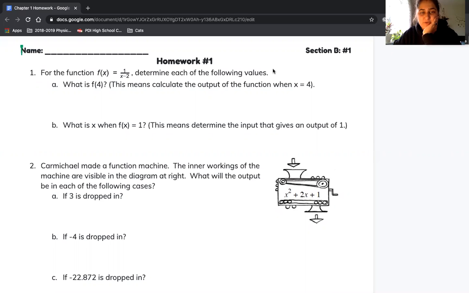So for this first homework, it's a lot of evaluating functions. And what that means is we are reviewing function notation. So you'll see a lot of f of x, which is our function notation. And this doesn't mean that f is multiplying x. It means that x is our input.